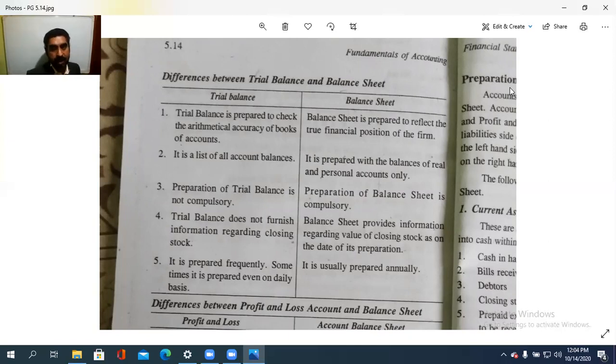A trial balance is prepared to check the arithmetical accuracy of the books of accounts, while a balance sheet is prepared to reflect the true financial position of the firm. That you are aware of. Arithmetical accuracy of the books of accounts, while financial position of the firm. It is a list of all account balances.